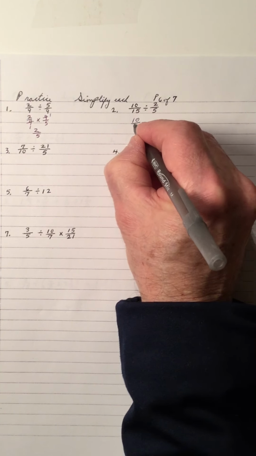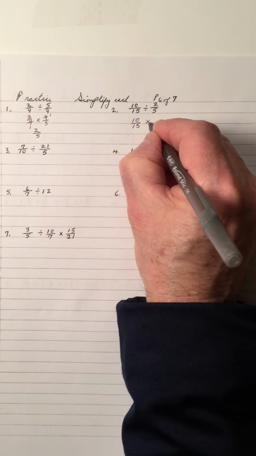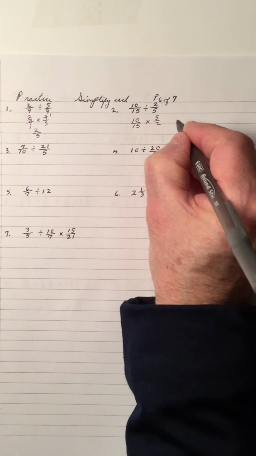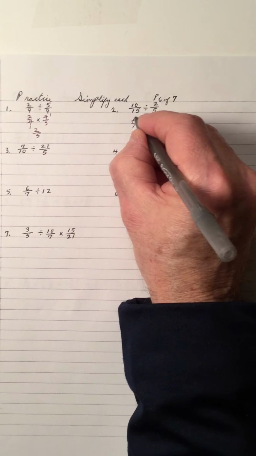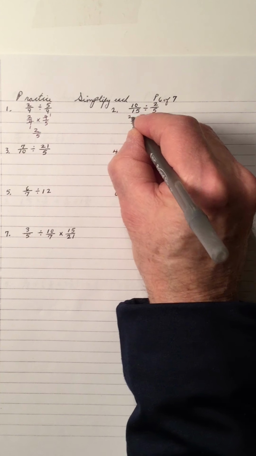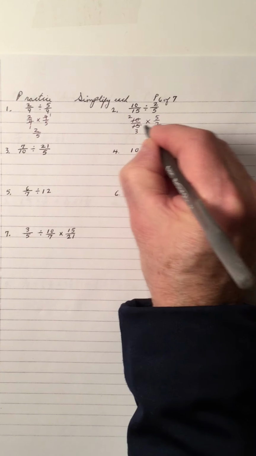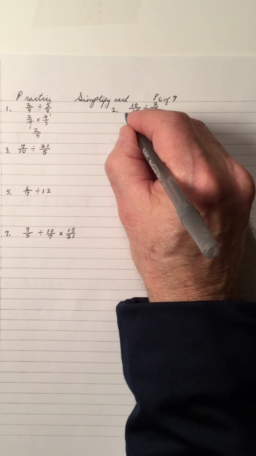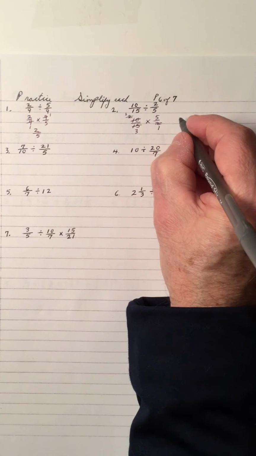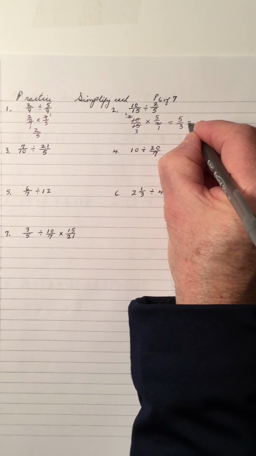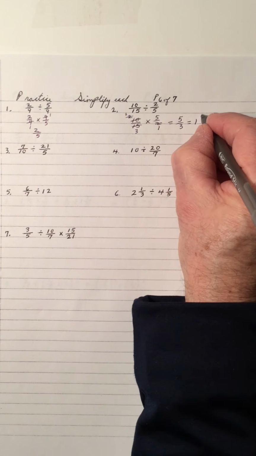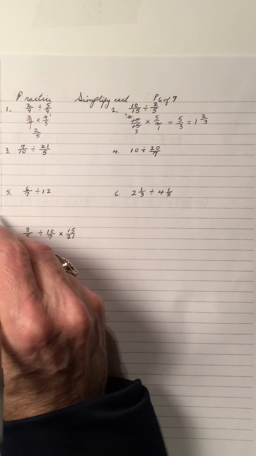10 over 15, I'm dividing, so I multiply by the reciprocal, 5 over 2. Can I cancel? Yep, I can cancel here for a bit of fun. 5 into 10 goes 2, 5 into 15 goes 3. 2 into 2 goes once, 2 into 2 goes once, so that gives me a 5 over 3. 3 goes into 5 once, and there's 2 left over, so it's 1 and 2/3.